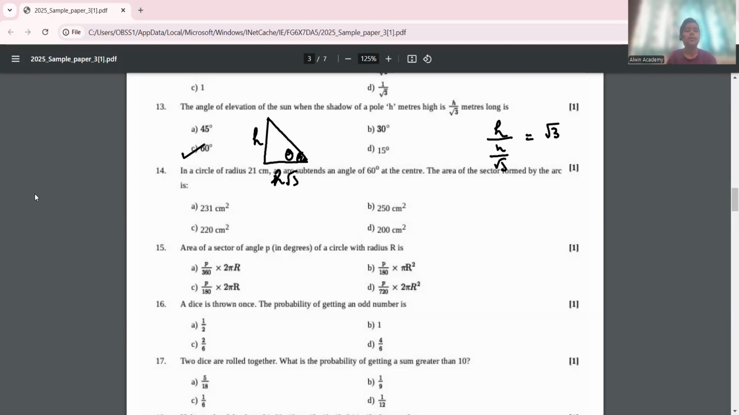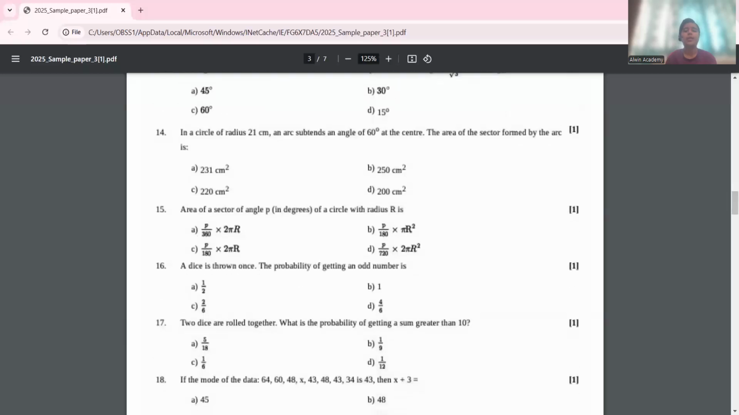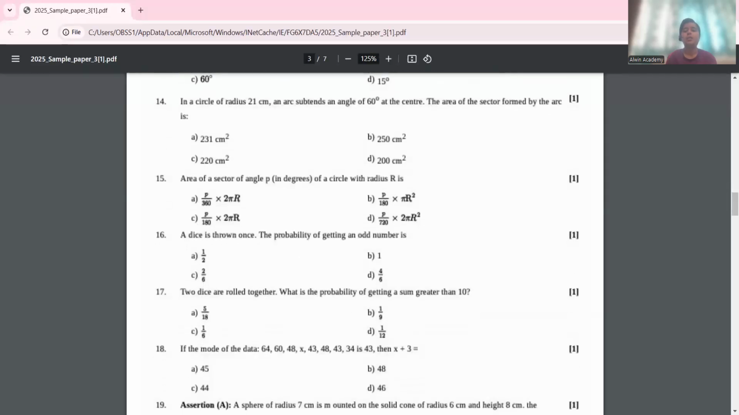Moving to the next question. In a circle of radius 21 centimeter, an arc subtends an angle 60 degree at the center. So we're given theta, we're given radius, and we have to find the area of sector. So we put it in the formula theta by 360 into pi r square.